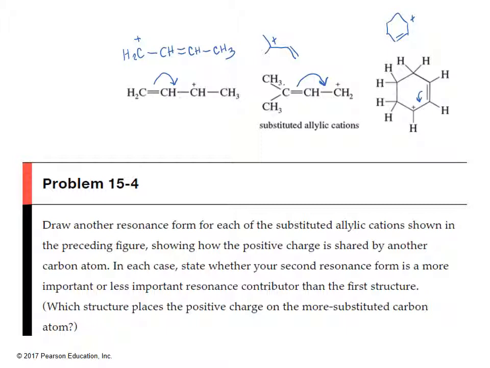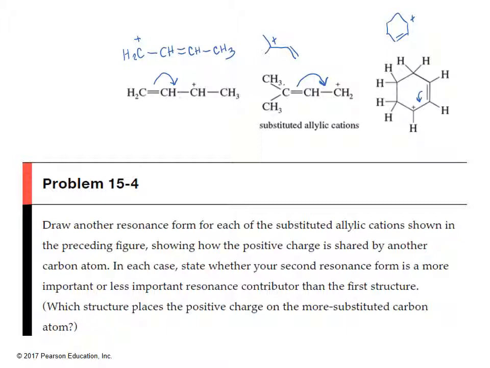Number 4, we are given some allylic carbocations. They are allylic because you have a double bond, and then 1 over from that is the position where the carbocation is located. So they are allylic carbocations. Anytime you have allylic carbocations, you have resonance.